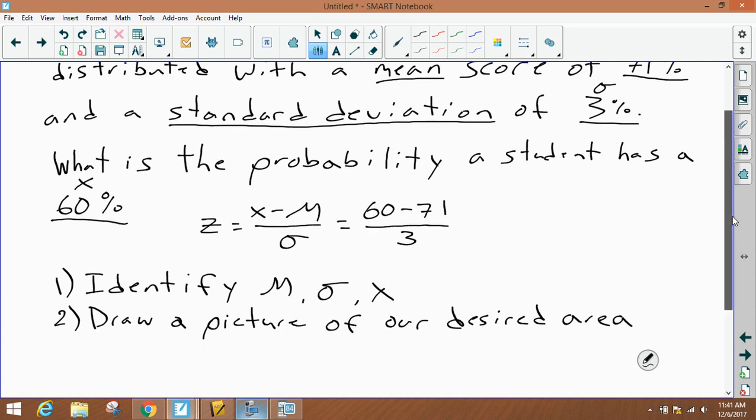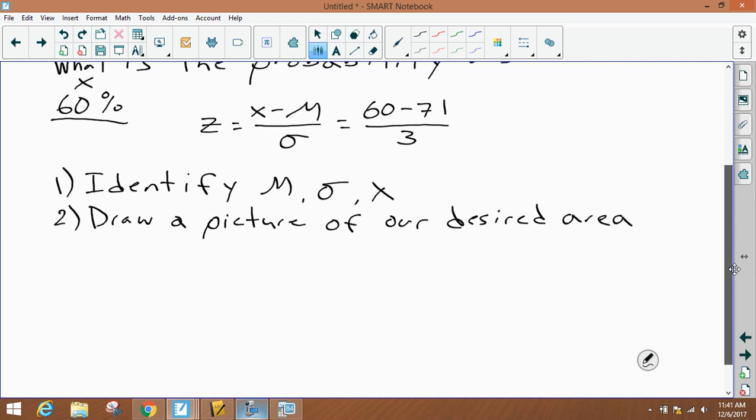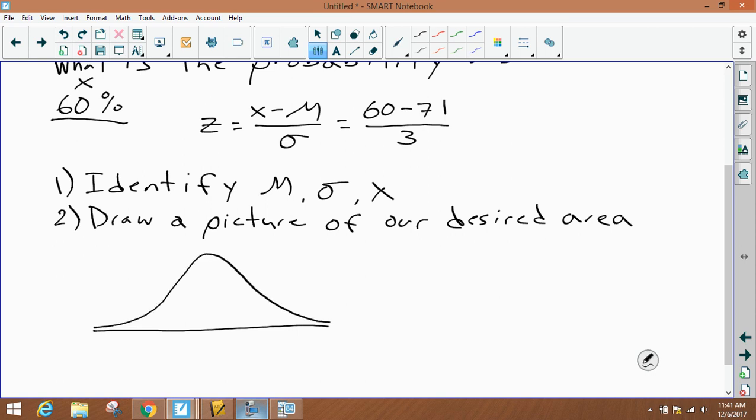So what we're going to do, the answer to this question turns out is just an area underneath our normal curve. Our calculator will spit it out for us, okay? So our mean here is 71. We're looking for an x value of 60. And what we're going to make our calculator do is find the area of this shaded region.